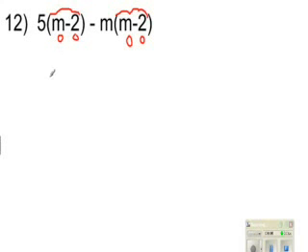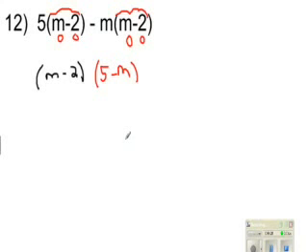Okay, so we can pull out the car. Let's pull out the car. m minus 2. That was the greatest common factor. And then left over, now we're going to have the 5 and the minus m. Is that weird or what? If you look in your sign problems today, you'll see you get one just like this, number 13, where you have to pull out an entire expression.